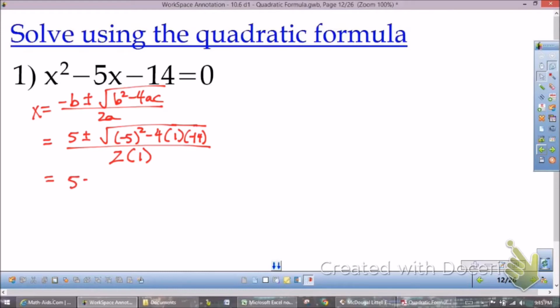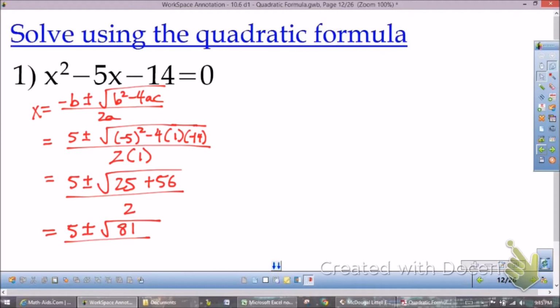Okay, we got 5 plus or minus the square root of negative 5 quantity squared is 25. Negative 4 times 1 is negative 4, and negative 4 times negative 14, that's going to be positive 56. You do scratch work on the side to confirm that. 2 times 1 is 2. Okay, we got 5 plus or minus the square root of, let's see, what's 25 plus 56? I think we got an 81 here. Awesome, that's a perfect square. Okay, that's going to help us out.